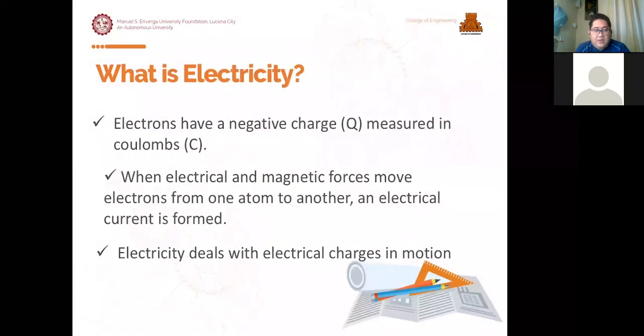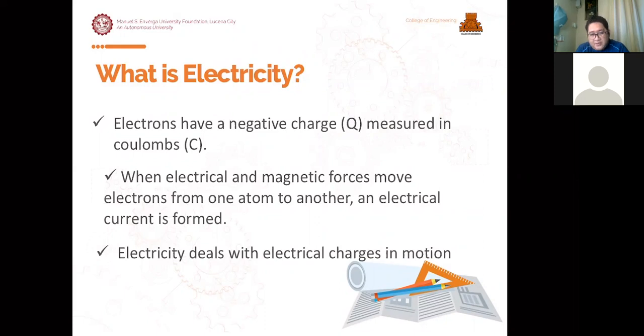Okay? And then we come now to define what is electricity. So, pag tinawag natin electricity, it deals with electrical charges in motion. Okay? So, electrons have negative charge measured in coulombs. So, yun yung unit niya, coulombs. So, when electrical and magnetic forces move electrons from one atom to another, an electrical current is formed.